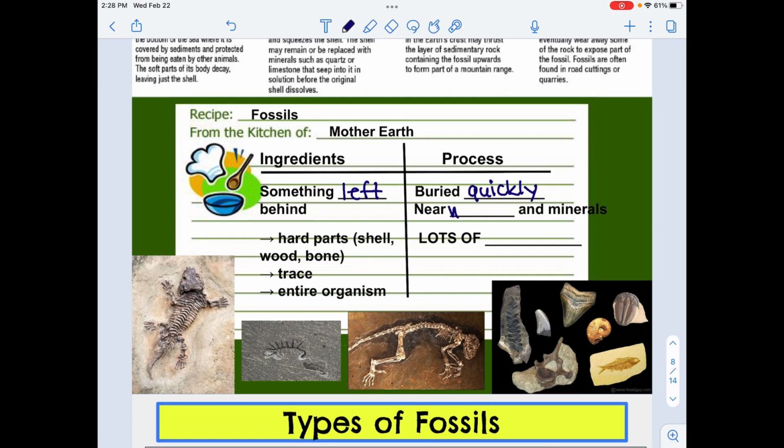A really great place for the fossils to form is near water and minerals, and you also need lots of time for them to form, right? Because mineral replacement or preservation of a fossil takes a long time.